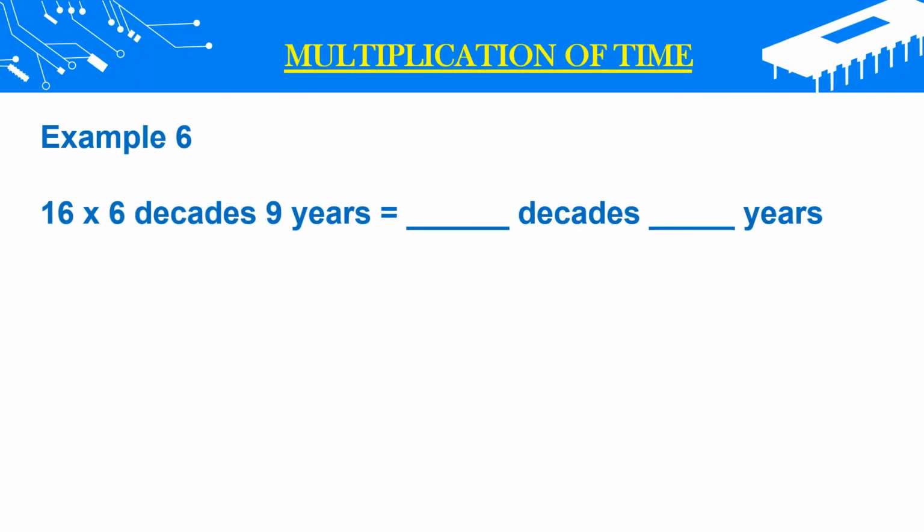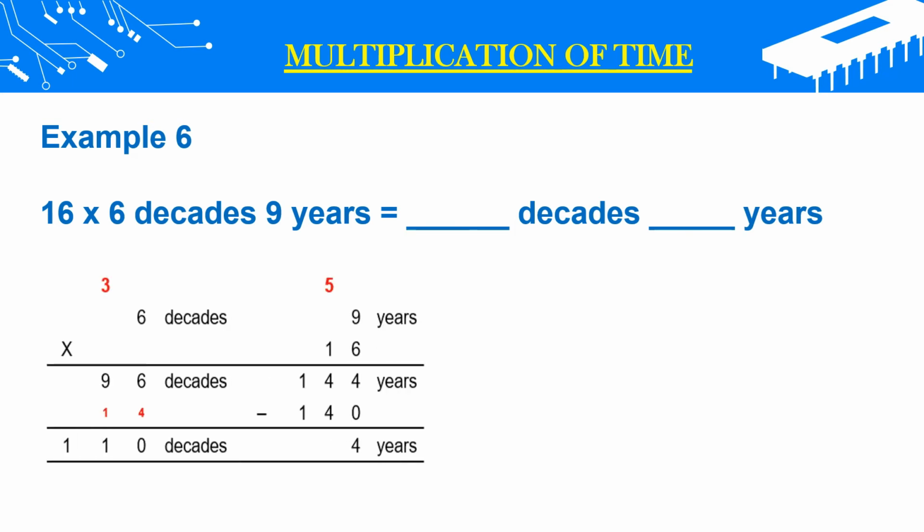The last example of today's lesson, 6 decades, 9 years multiplied by 16. We still use standard written method. 9 multiplied by 16 will give you 144 years. And 6 decades multiplied by 16 will give you 96 decades.